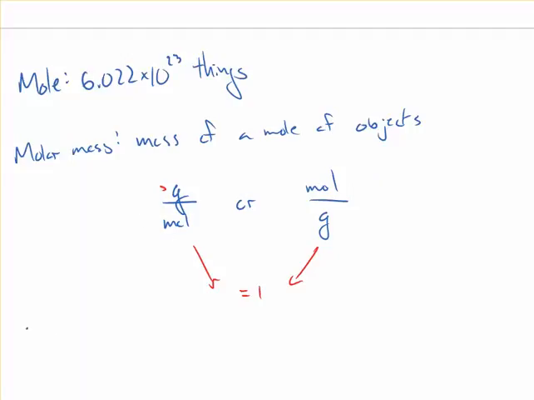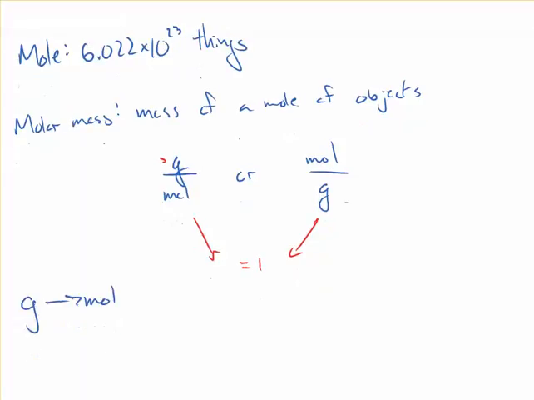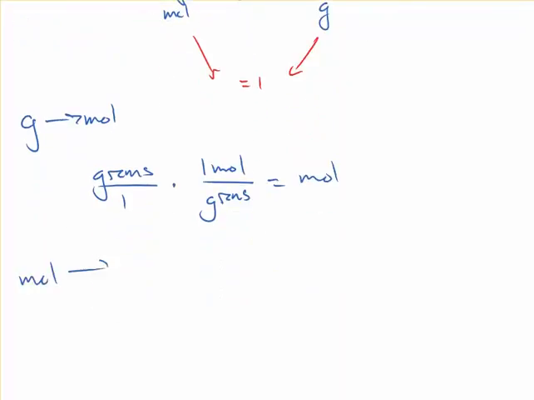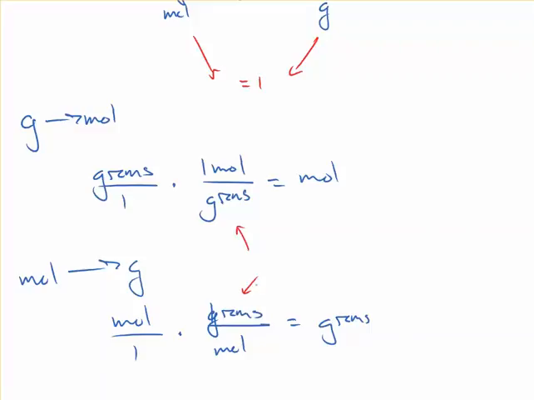So in converting grams to moles, we would want to start with our grams over 1, multiply it by 1 mole over grams, and get moles. Or in converting moles to grams, we would want to start with the number of moles we're given and multiply it by grams per mole to get grams. In both cases, these molar masses we're using depend on whatever substance we're given in the problem.